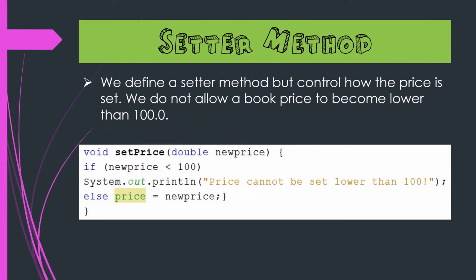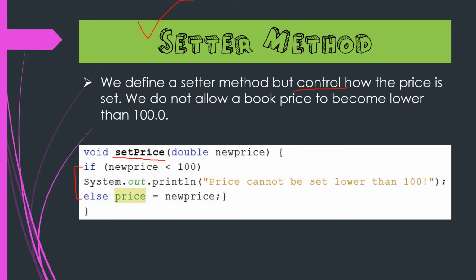Now let us discuss the setter method. We will be defining the setter method and also we will be controlling how the price is set. We will be basically talking about the controlled access. So here we do not allow a book price to become lower than 100. This is the condition that we are providing, that no book price should be allowed less than 100. So for this we will be using the if else statement, and let us see how we have done it. First of all, we have used the setter method for the price data member, and also here we have given double new price.